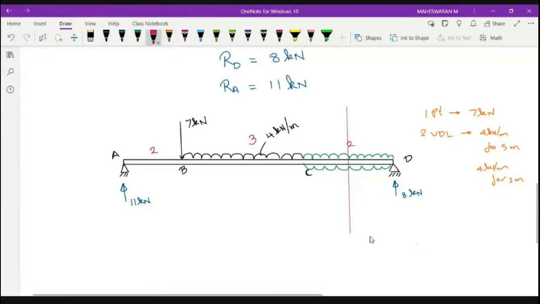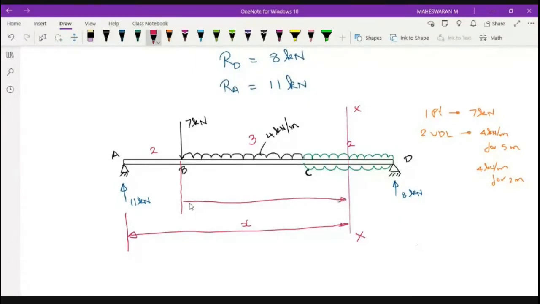So now I will consider this as XX. So now what I can do, I can consider from here to here, I'll call it X. In that case, what will be this distance? 2 is subtracted. So it is X minus 2. Similarly, what is this distance? It is x minus 3 plus 2, 5. So x minus 5.